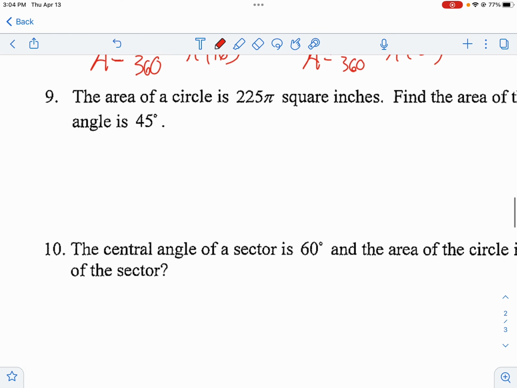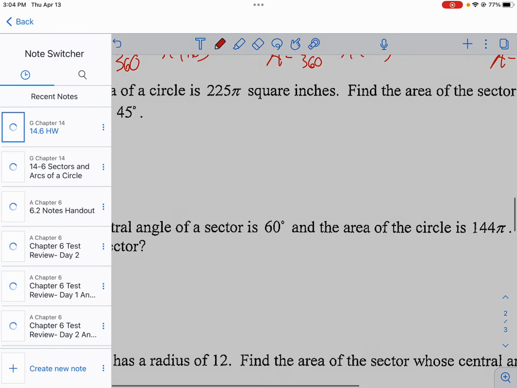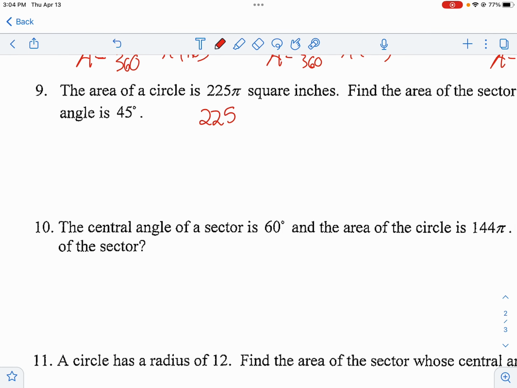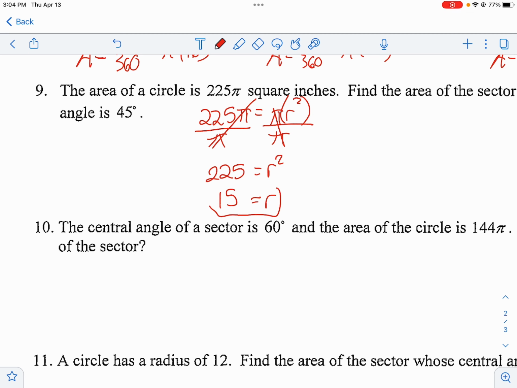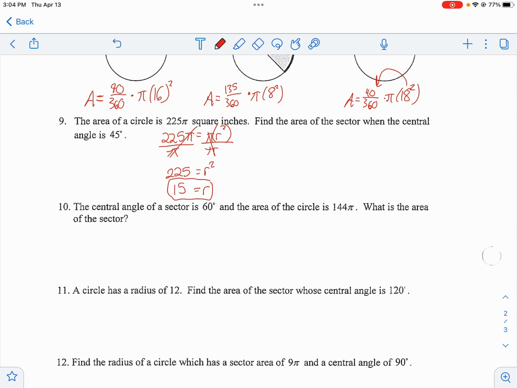Oh, not too many. Area of a circle is 225 pi. Let's go ahead and write that down. What's the area of a circle? That's pi r squared. That's the formula, right? Pi r squared. So let's go ahead and divide both sides by pi. Those pi's are going to cancel. I'm left with 225 is equal to r squared. I know that r is equal to 15 then, because 15 squared is 225. That's not my answer, but I'm going to circle it anyway so I don't forget it.